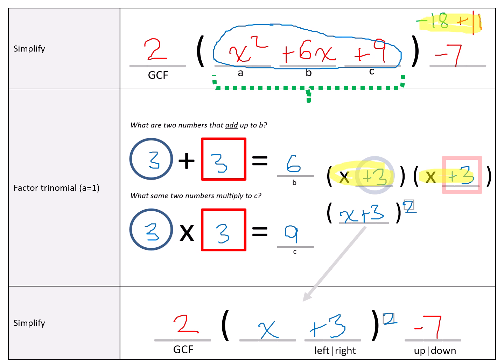Now, if I wanted to analyze this final equation in vertex form, this positive 3 over here means that the parabola is being translated 3 units to the left. The negative 7 means that it's being translated 7 units downwards. And the a value of positive 2 means that it is opening upwards and it is being vertically stretched by a factor of 2.